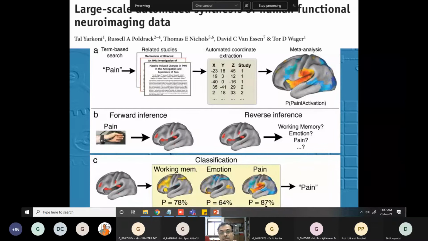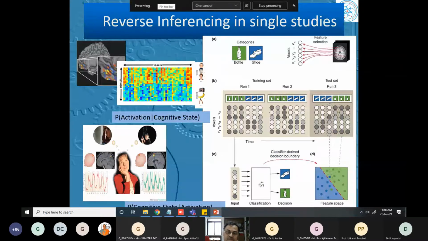Right, sir. So reverse inference is what you asked about, sir. We use Bayesian inference, right? The conditional probability of pain given the activation is what you want to infer. What you do is simply apply Bayes' rule and find the maximum probability. If you give a brain image and you want to infer, this is like brain reading, right? It's very interesting. There are very good applications of this.